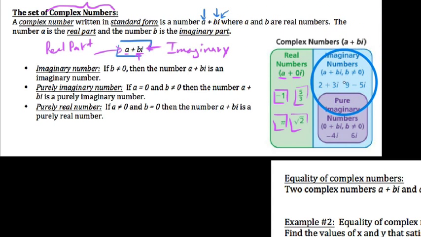And when you put these with a real number, you get what we say is the set of complex numbers. So an imaginary number, a plus bi, would be any number here where we have a real part plus an imaginary part. That whole thing makes an imaginary number.